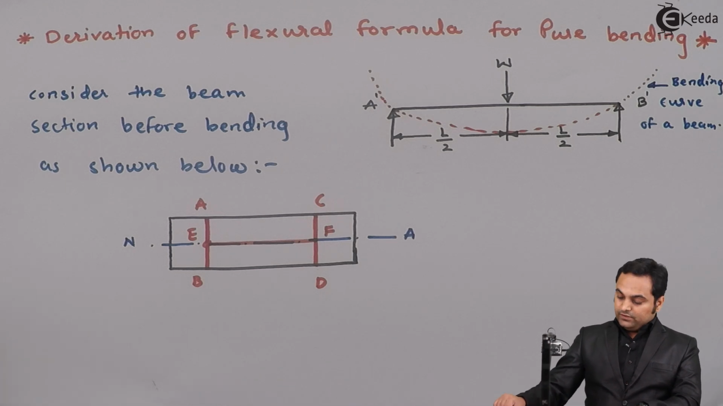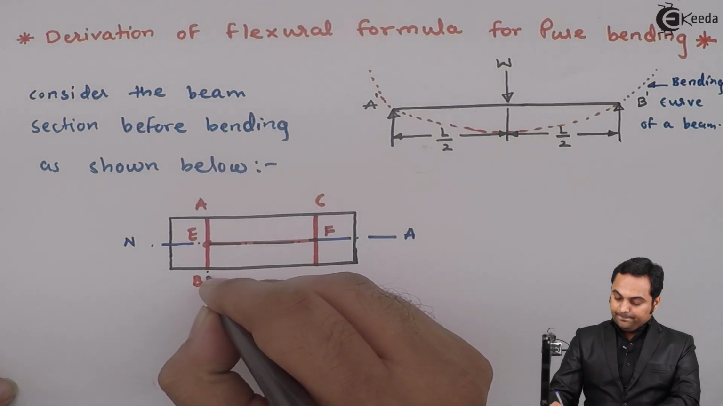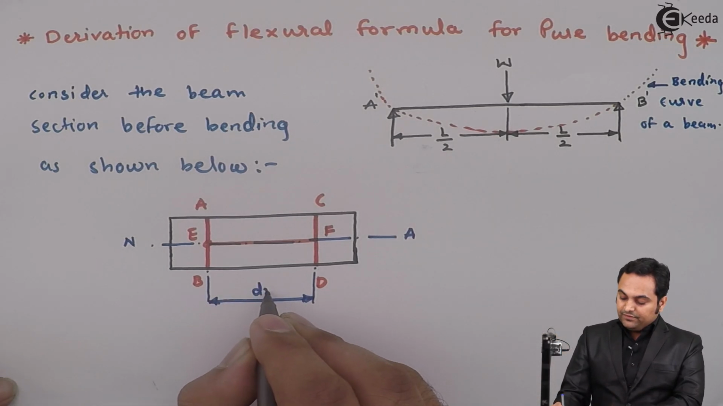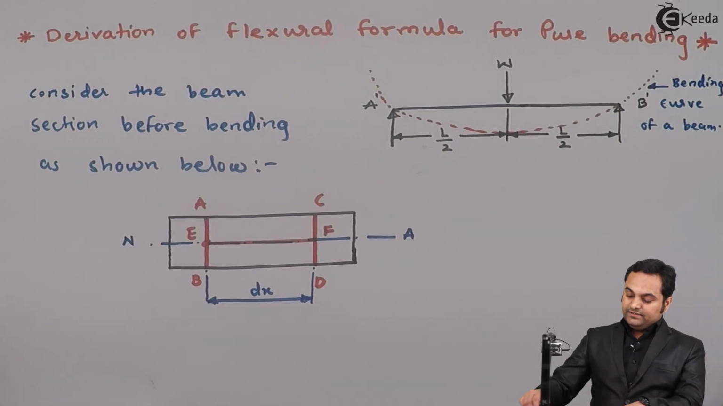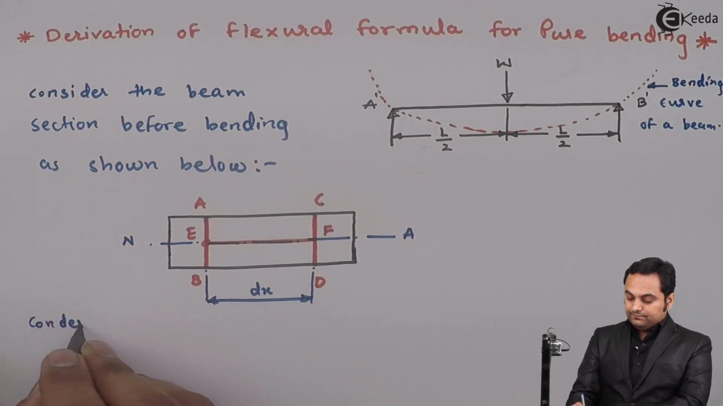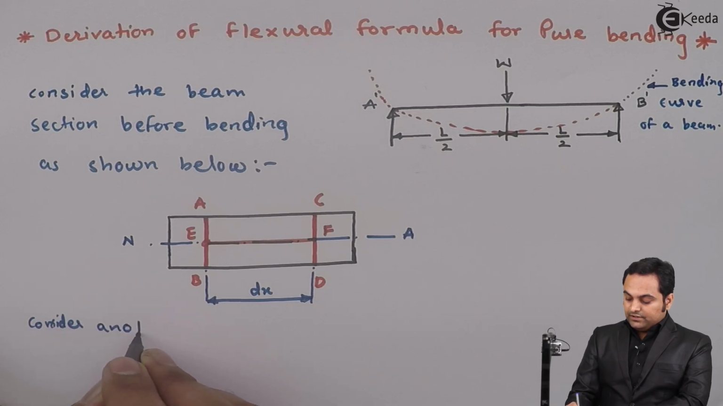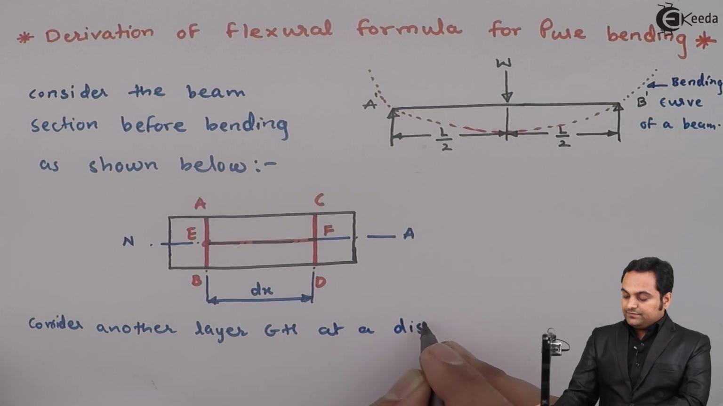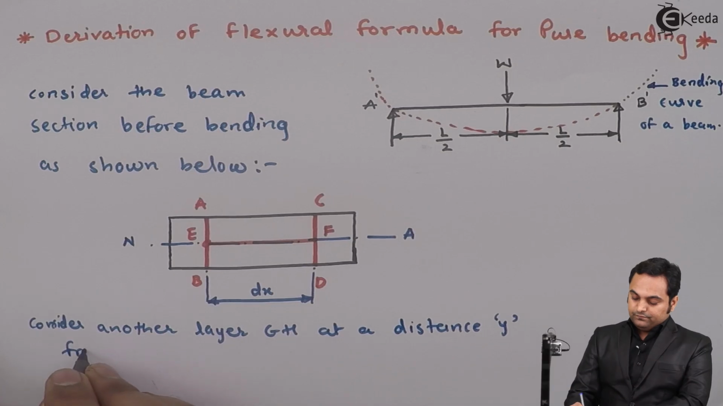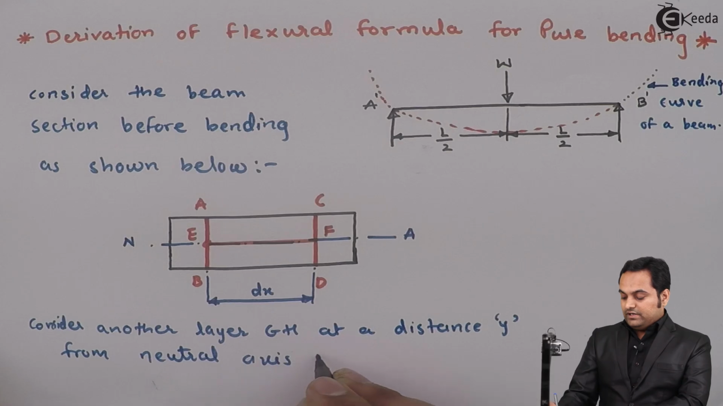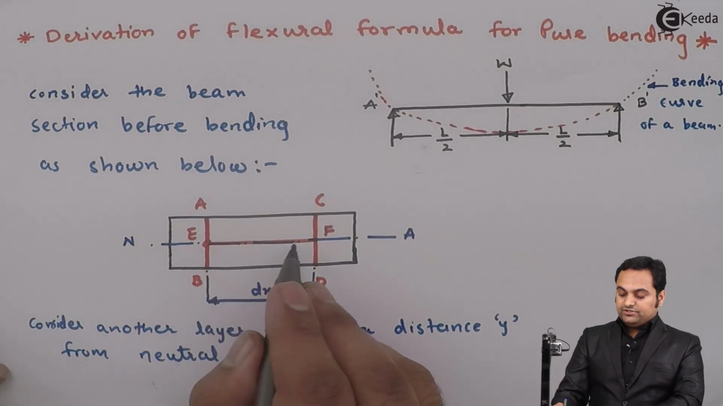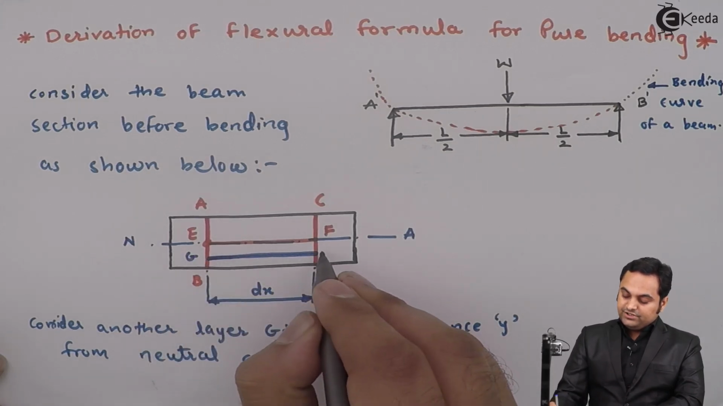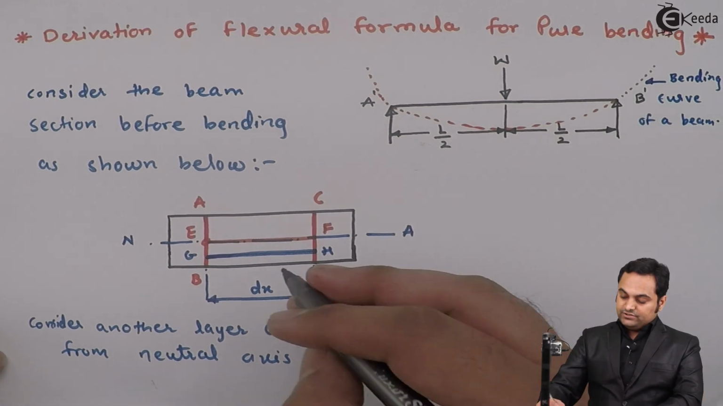Now the length of the beam which I am considering, that is between section AB and section CD, is dx. Next I will say consider another layer GH at a distance small y from the neutral axis NA. From this neutral axis I am going to consider another layer which is layer GH, and its distance from the neutral axis is y.